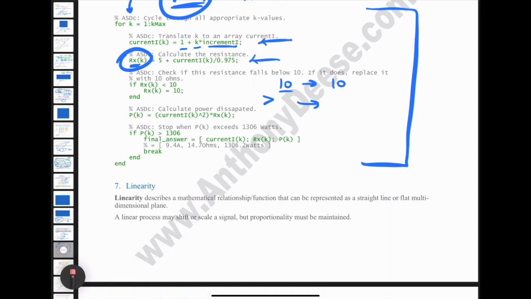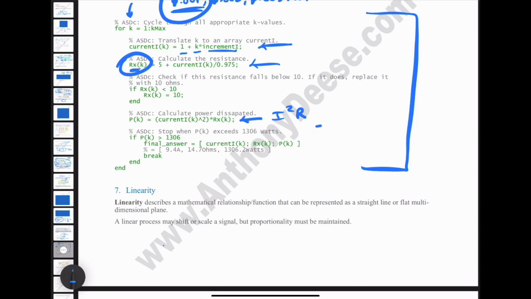Okay. So now that we have our resistance value, we have our current value. We go ahead and calculate power. This is the I squared R. And then this last piece right here, we're simply just going to check to see when P_k exceeds 1306 watts. Because when it does, we know that we've received our answer. And so that's the end of this little mini algorithm here. Another good practical example of how to solve an engineering problem just by using logic.